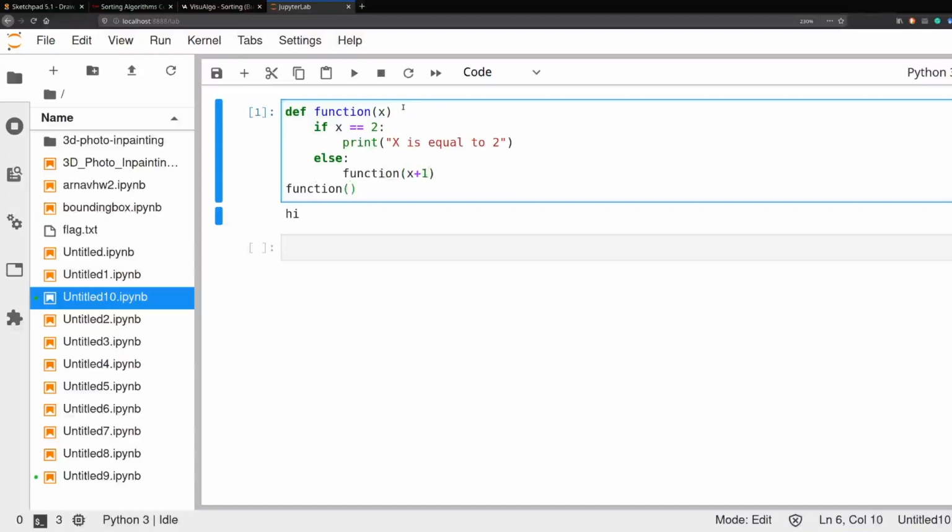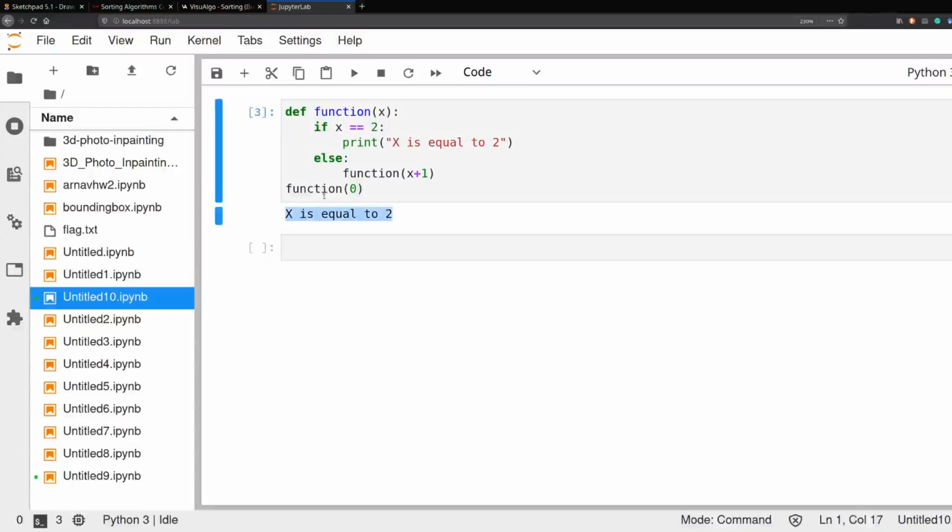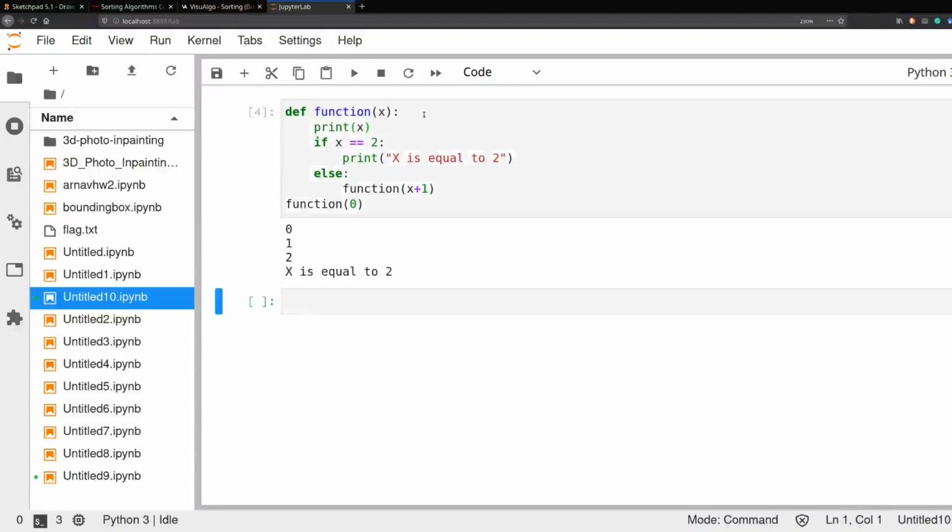Alright, so what do you think will happen when I call the function and pass in 0 for x? It will add 1 to x until it equals 2. Yeah, exactly. So we can actually call it right here. Oh, I actually deleted the colon there. But yeah, we can actually print x to watch this happen. So it starts at 0, oh, not 2, so it goes again. 1, goes again. 2, oh, it's 2, so it prints x is equal to 2.